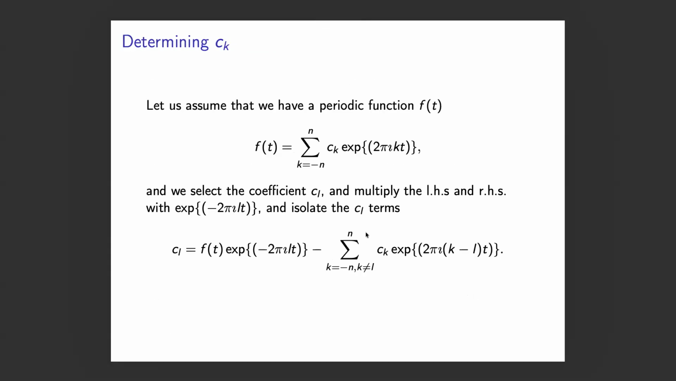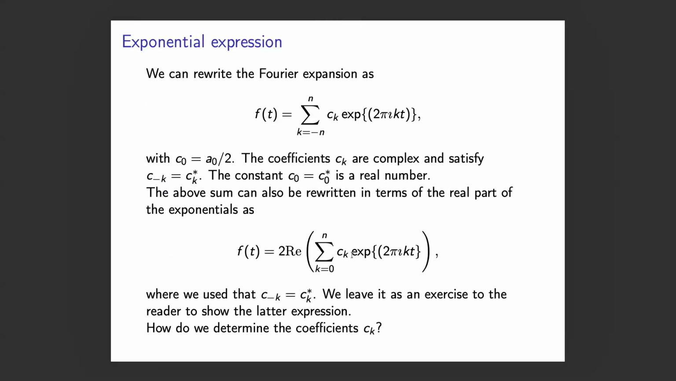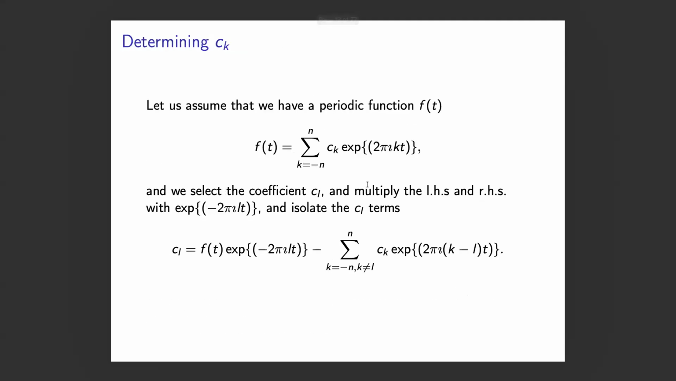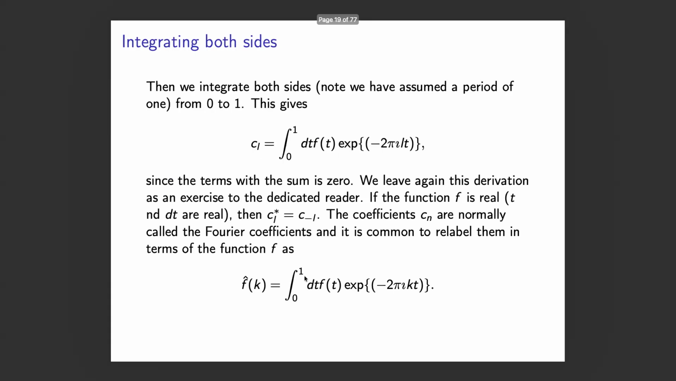If you have a periodic function like this f of t, and you select these coefficients and you multiply the left-hand side and right-hand side with the exponential here, and you isolate this CL term, you can then actually find an expression for the CL term. So if you take the previous expression and you multiply it with the exponential with minus 2 pi i, then you can actually isolate a specific coefficient. And this is actually at the root for the algorithm for finding these coefficients.